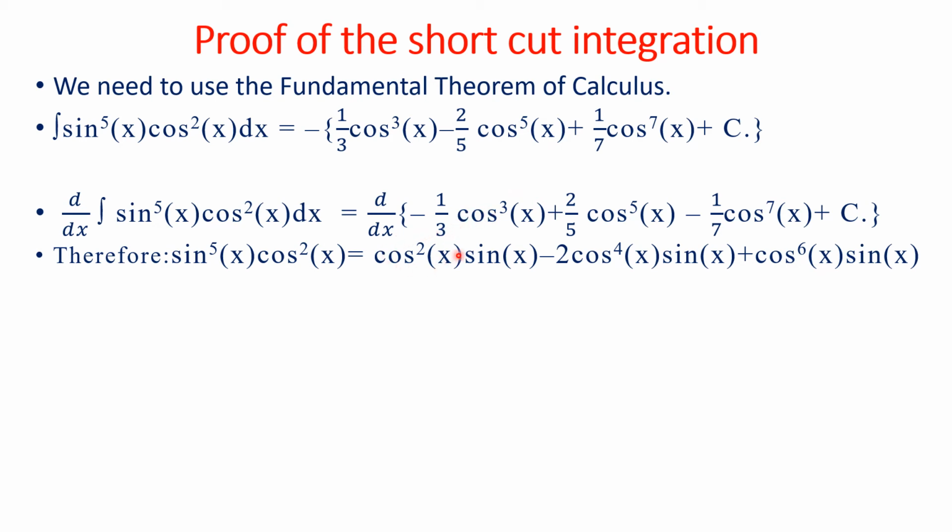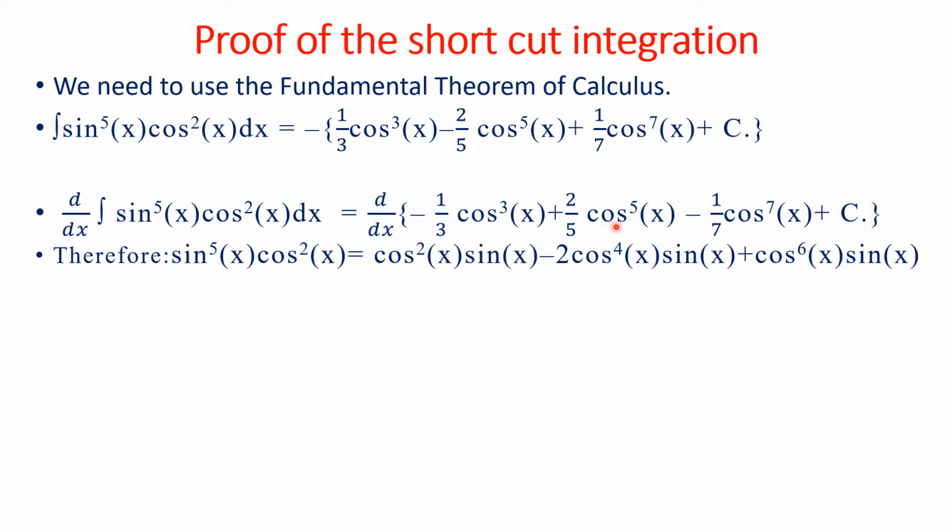Derivative of the inside, that means derivative of the cosine. Derivative of cosine x will give us negative sine x. And negative sine x is going to neutralize this negative, so it will be positive sine x. So the derivative of negative 1 over 3 cosine cubed x is going to give us cosine square x sine x by the chain rule.